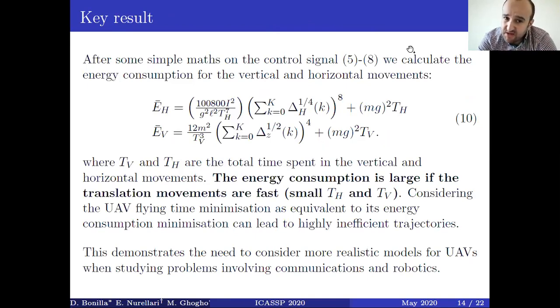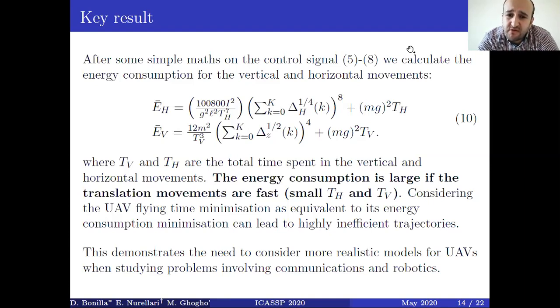And what is important in this is that it is a very interesting result, actually, and we'll show this in the simulation. But what is important is to see that the energy consumption in both horizontal and vertical movement is really large if the translation movements are fast. That is to say, T_H and T_V are really small, and of course T_V and T_H stand for the total time spent on the vertical and horizontal movements.